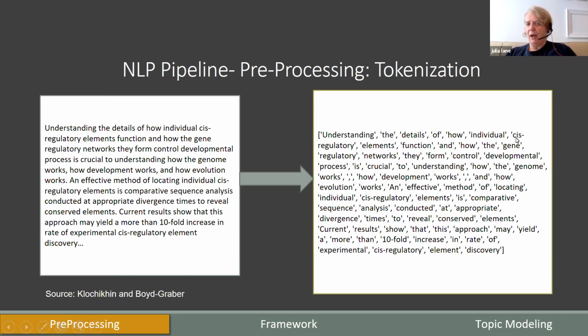You'll see here how with the cease regulatory elements, we are saying that that is one word, and you can see how hard it can be to separate out different pieces. But essentially, you're just taking the space between words and saying that that delimits the entities, the individual entities in the text. So that's called tokenization.